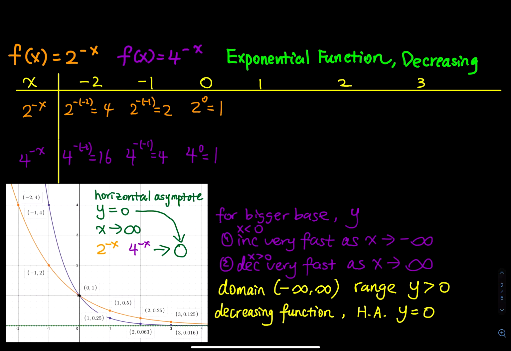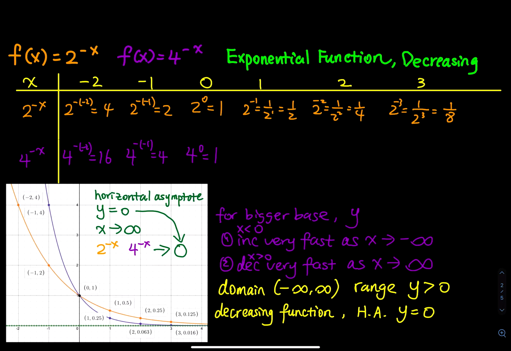Now, in this type of exponential function, what happens when x is positive? So we have 2 to the negative 1, 1 divided by 2 to the first, 1 half. 2 to the negative 2, 1 divided by 2 squared, 1 over 4. 2 to the negative 3, 2 to the third power, so that is 1 over 8.